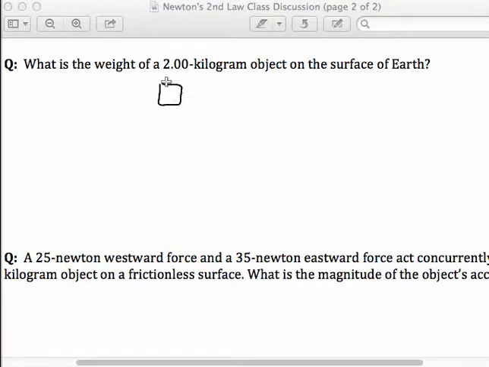Okay, what is the weight of a 2 kilogram object on the surface of Earth? So remember, mass and weight are not the same thing. The force of gravity is actually the weight. It is a force, not a mass. Does anyone remember the formula for weight from the friction lab?